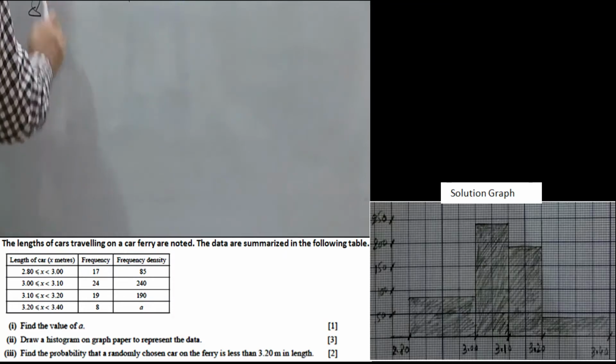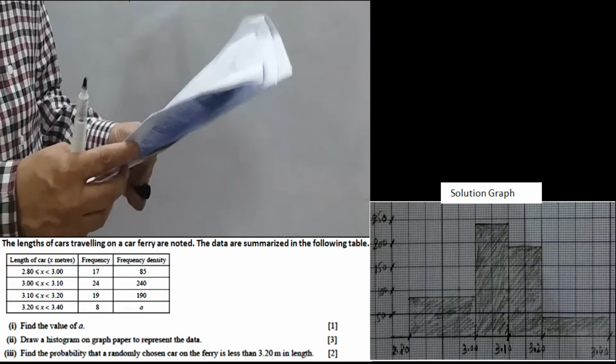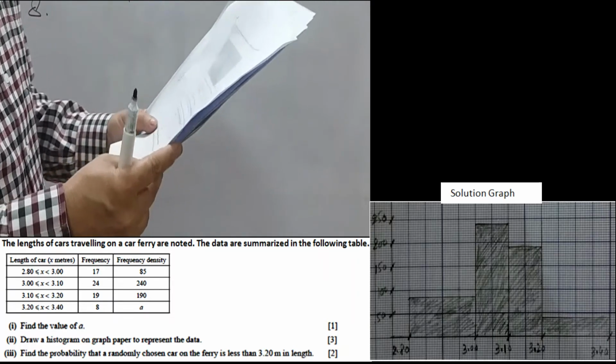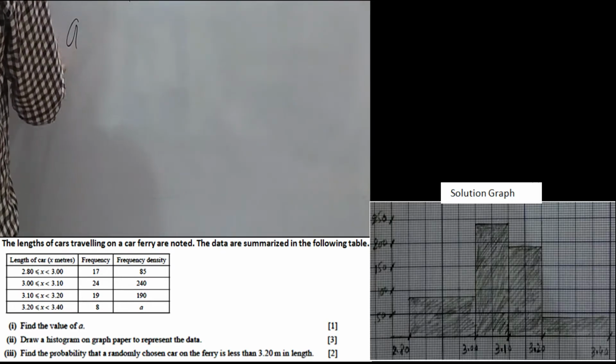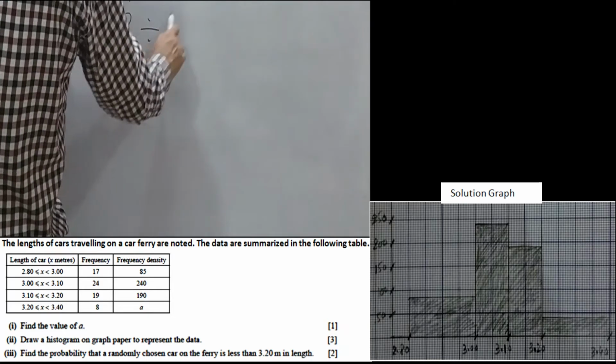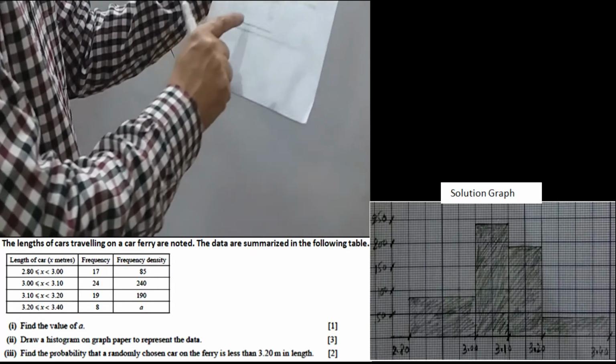Then we have question number 8. In question number 8, first of all you are asked to find the value of A. Again you are given frequency densities. How will you find A? For the first part, the frequency is 8. Frequency divided by class width.